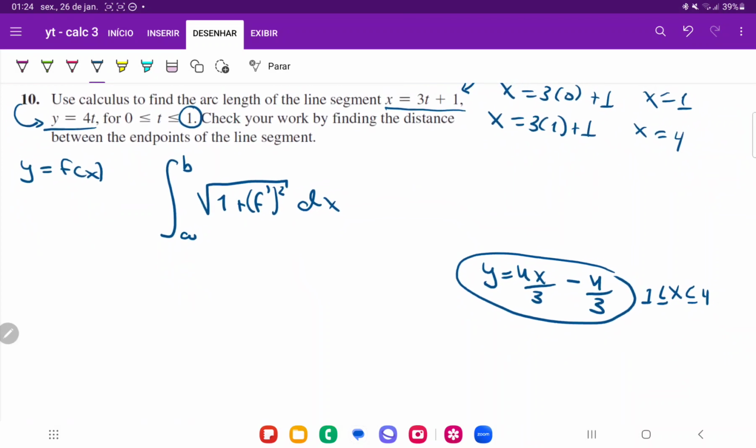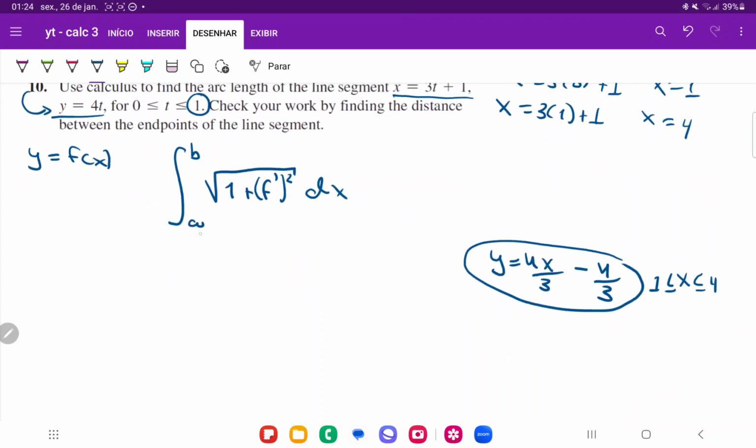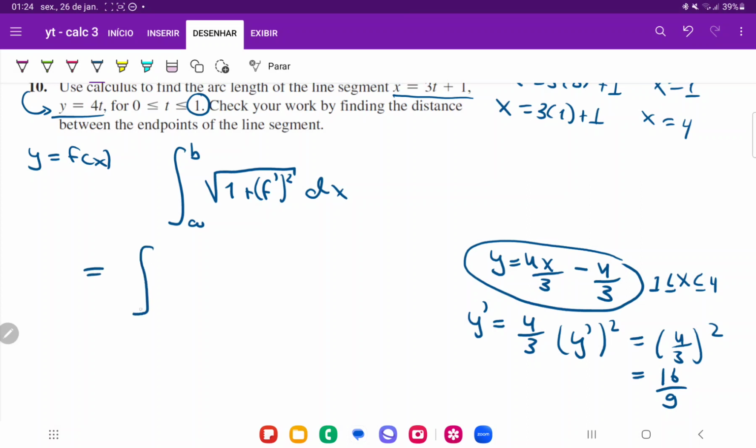Once we have this information, we have the boundaries, right? Because now it goes from 1 to 4, but we need to find the derivative of f and then square it so we can use the formula. So y prime is going to be equal to, if I take this derivative, just 4/3. And then y prime squared is going to be 4/3 squared, which is the same thing as 16 over 9. Once we have this value, we're ready to set up our integral. So this is going to be the integral from 1 to 4 of the square root of 1 plus f prime squared.